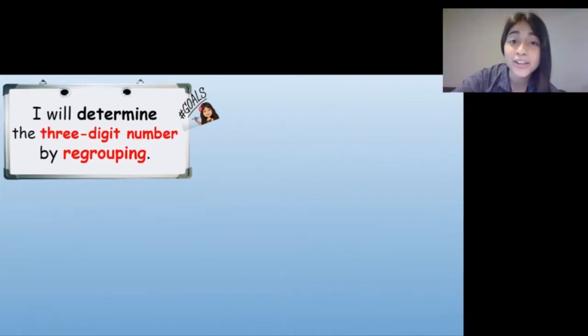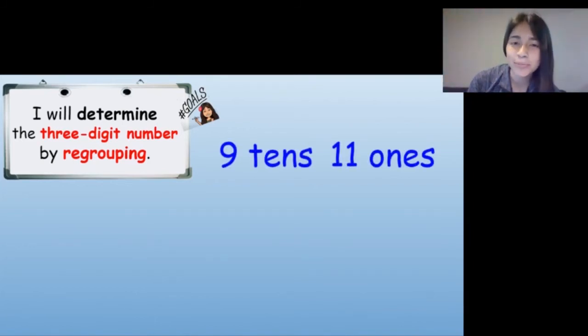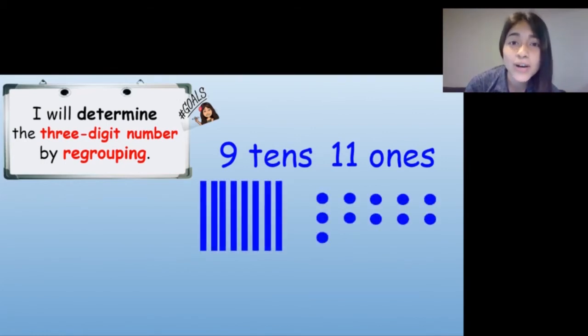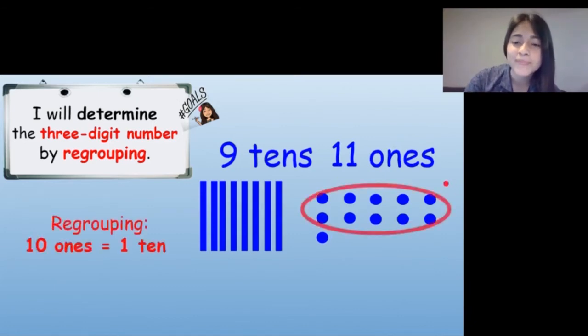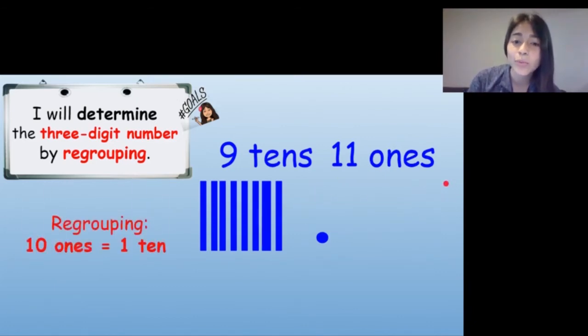And now we're going to do a little bit of a challenge one, where we're going to try to figure out a 3-digit number by regrouping. So here is our number. We have 9 10s and 11 ones. I'm going to go ahead and draw that. And then can you find those 10 ones again that I'm going to exchange for 1 10? Yeah, they're right here. So I'm going to go ahead and circle that. I'm going to take it away and exchange it for 1 10.